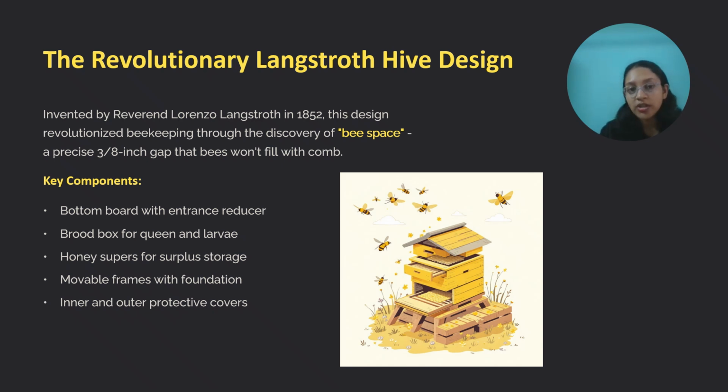So, we have been mentioning the Langstroth beehive. So, what is it? It was invented by Reverend Lorenzo Langstroth in 1852. This design revolutionized beekeeping through the discovery of bee space, a precise 3 to 8 inch gap that was kept so that the bees won't fill it with comb. The key components of this artificial beehive are a bottom board with an entrance reducer, a brood box for queen and larva, then honey supers for surplus storage, movable frames with foundation, and inner and outer protective covers.